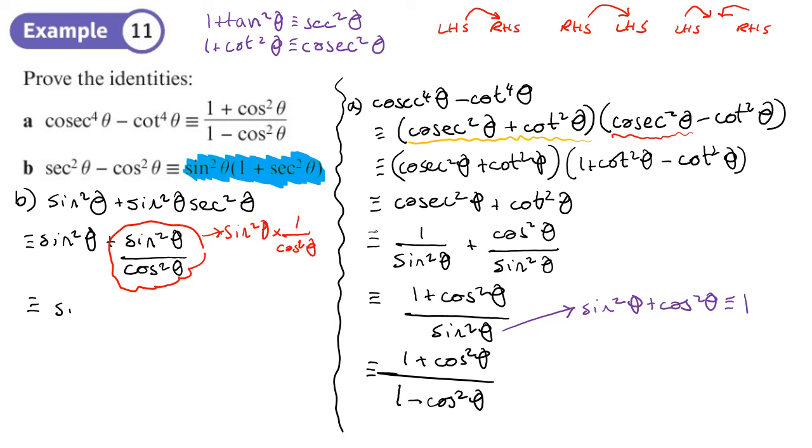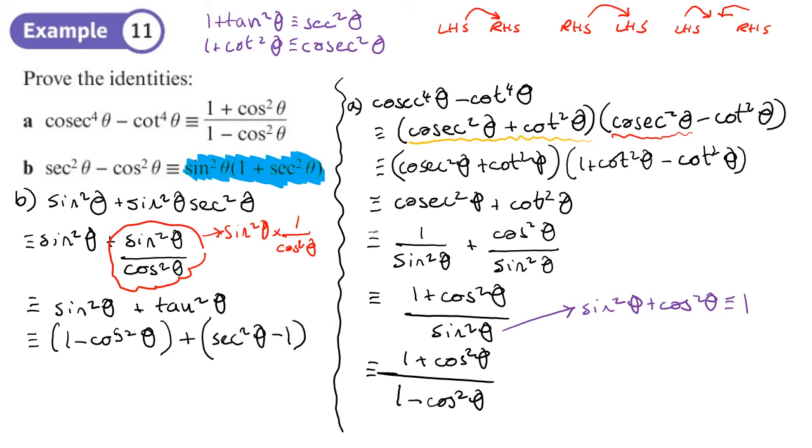So I've basically got sine squared plus tan squared. And we want to get to sec and cos. Okay, so we've got some identities we can use. Sine squared is the same as 1 minus cos squared, so we get the cos squared in there. And tan squared is the same as sec squared minus 1. So that gets the cos in there and the sec in there.